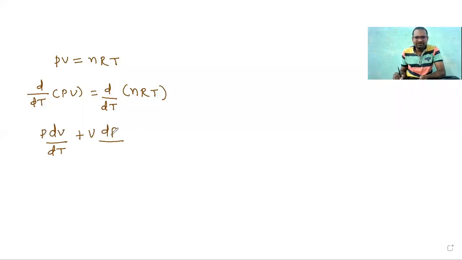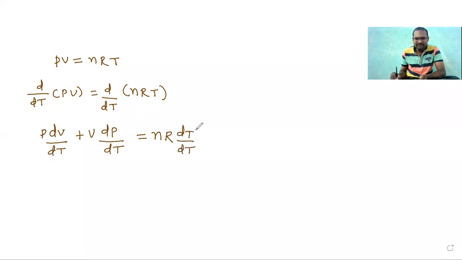Are you getting this equation? It is equal to... now N is a constant, the number of moles, and R is a constant, the real gas constant. Now dT by dT is 1, so you'll get NR only.